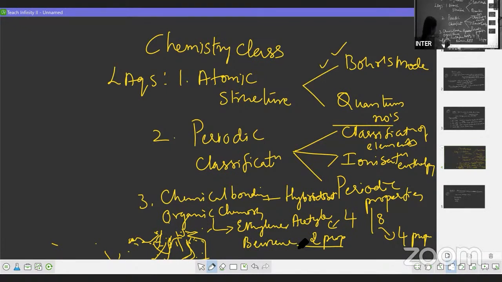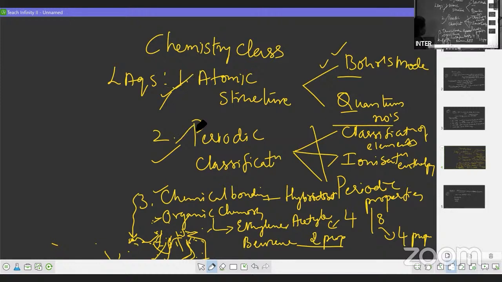So instead of choosing hybridization, if you go for this, it will be better. And moreover, you will get 3 LAQs. One is from the first chapter, that is Bohr's theory or quantum numbers, which you are going to attempt. The second is from periodic classification. So this is your choice. If you want to read or not, it is up to you. The easy method is to go with these 2 chapter questions.